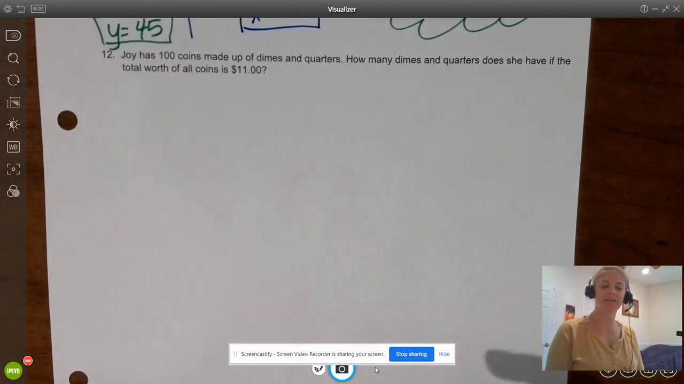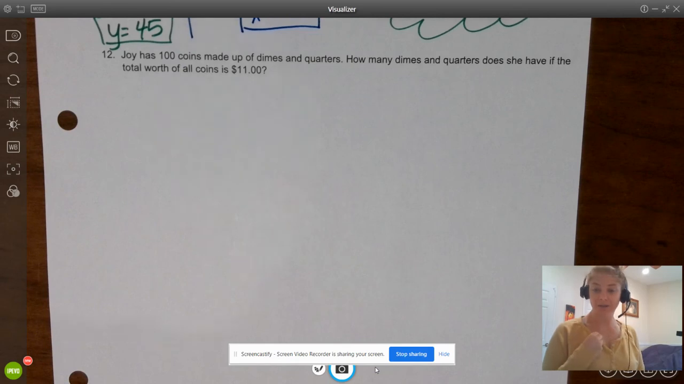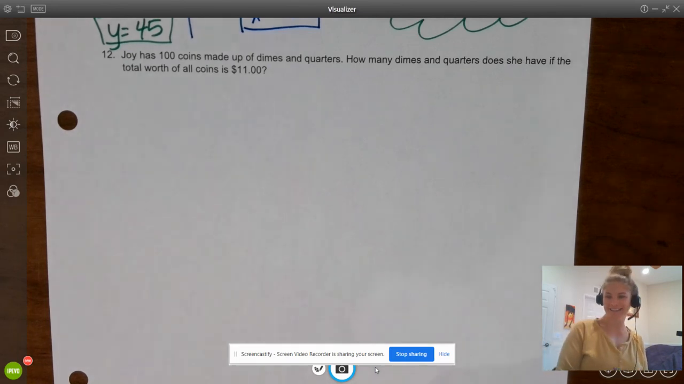Okay, last problem. Taking a look at 12, I'd love for you to finish 12 on your own. Remember to define two variables. We're going to be writing our system of equations, solving your system with whichever method you find most efficient, and then writing your answer in a complete sentence. Go ahead.